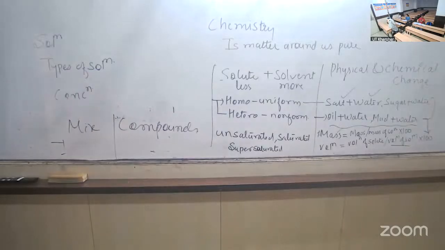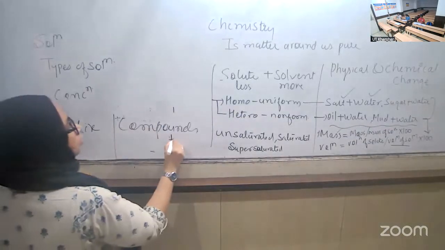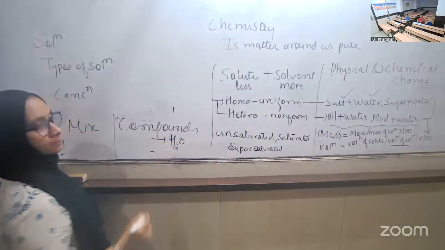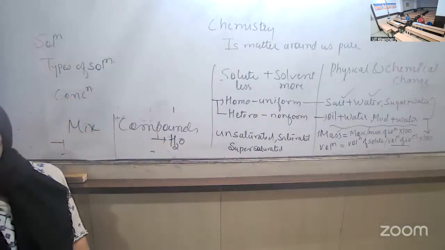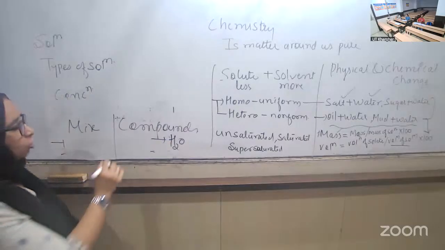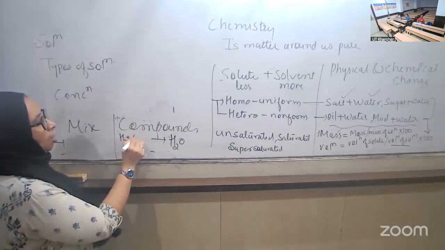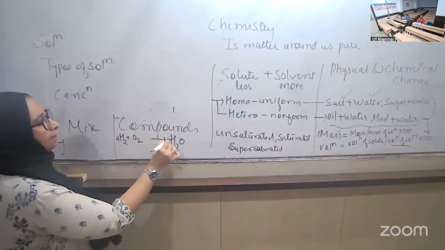A mixture has variable composition. Right now, I can keep 4 markers or 5 markers together. But the composition of each new substance is always fixed. For example, if I want to prepare H2O, what will my reactants be? Hydrogen gas and oxygen gas. In this proportion I will use them.